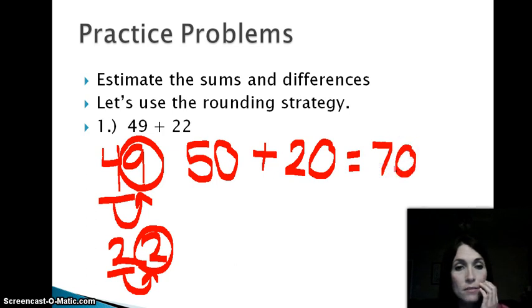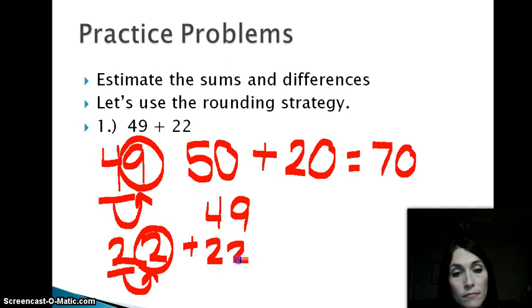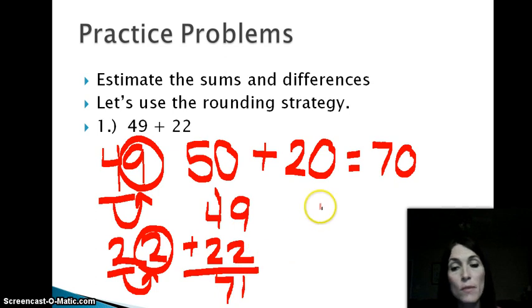Now, if I want to make sure I have an accurate estimate, I can then do the original problem just to make sure that I'm close. Okay, so 9 plus 2 is 11. Put my 1 up there. 4 plus 2 plus 1 is 7. So the actual answer was 71. So my estimate of 70 was a very accurate estimate.